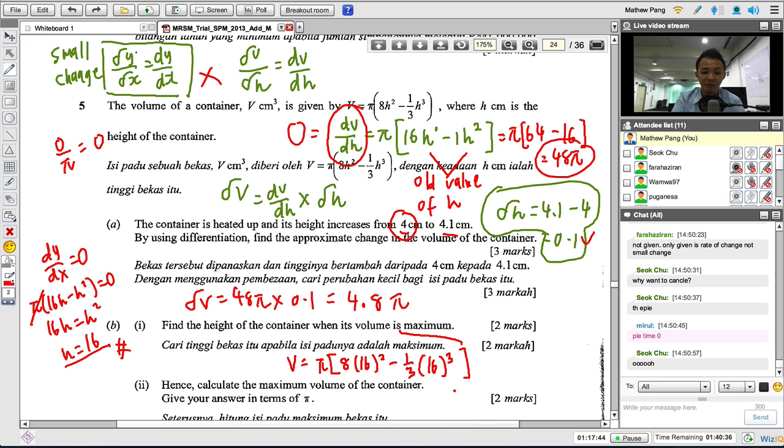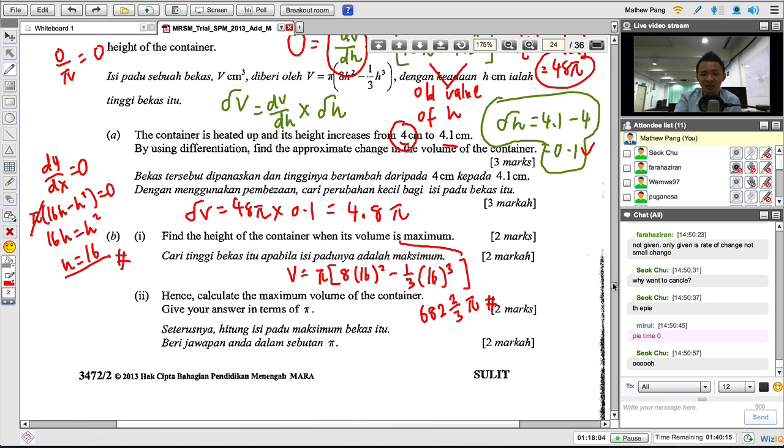Alright, I believe you got this answer, 682 and 2 over 3 pi. Okay, just use the answer and substitute your h into the V. That's all, 2 marks. So over here, the whole question actually gives you 7 marks. So I would say differentiation is quite important.